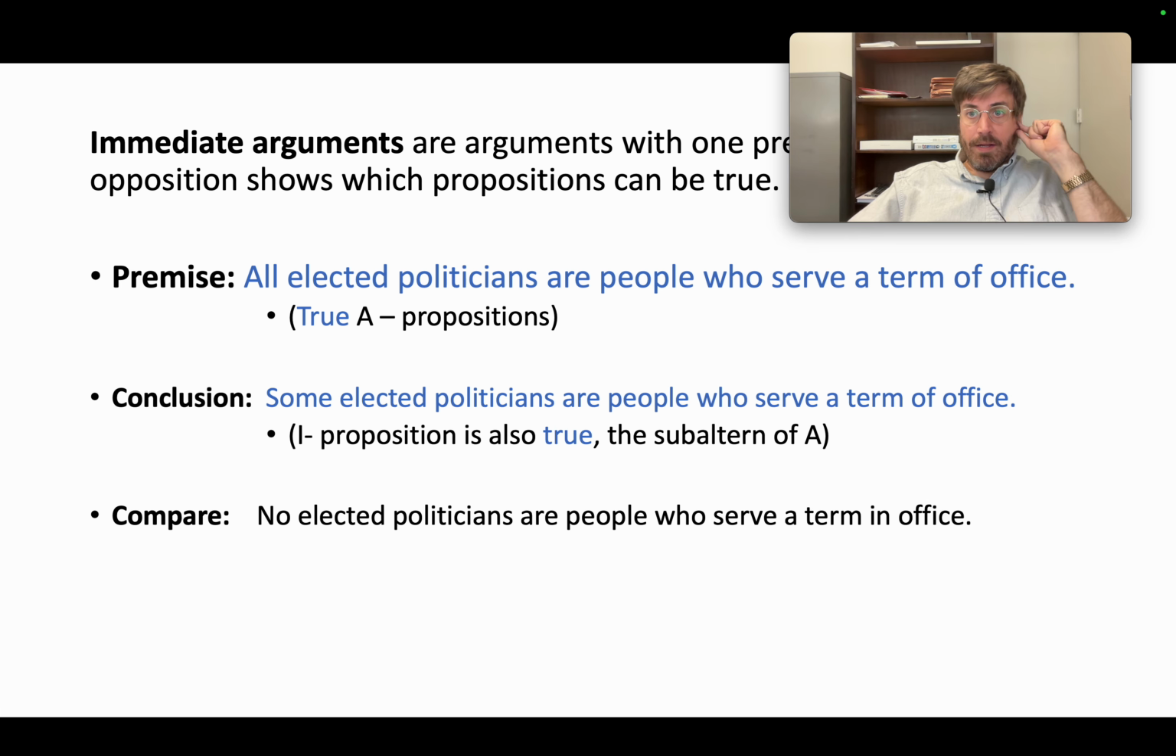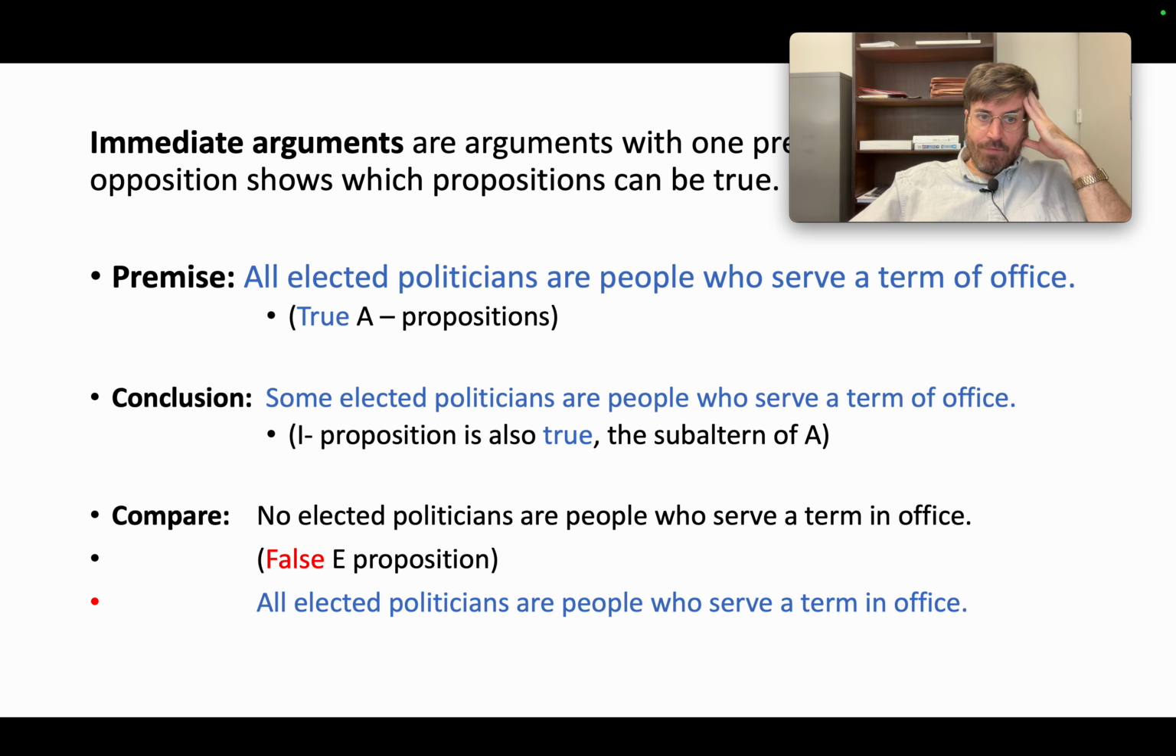Let's compare a variation on this sentence. No elected politicians are people who serve a term of office. Let's say that this is a false claim. We know it is an E proposition, right? This is our universal negative, so it's on the far right of the square. And we generate this corresponding sentence: all elected politicians are people who serve a term of office.